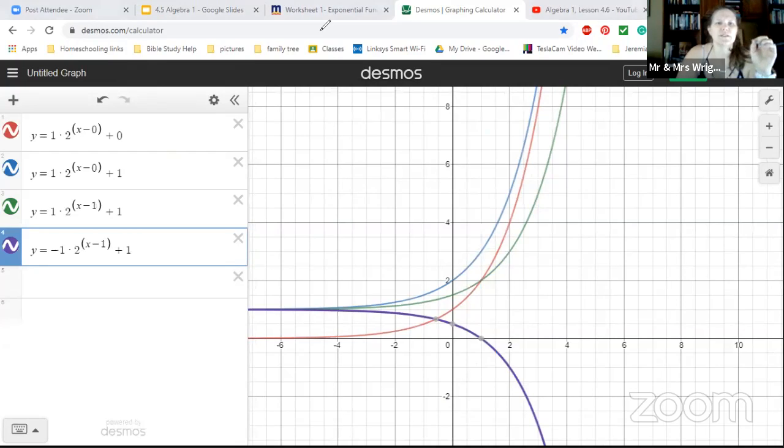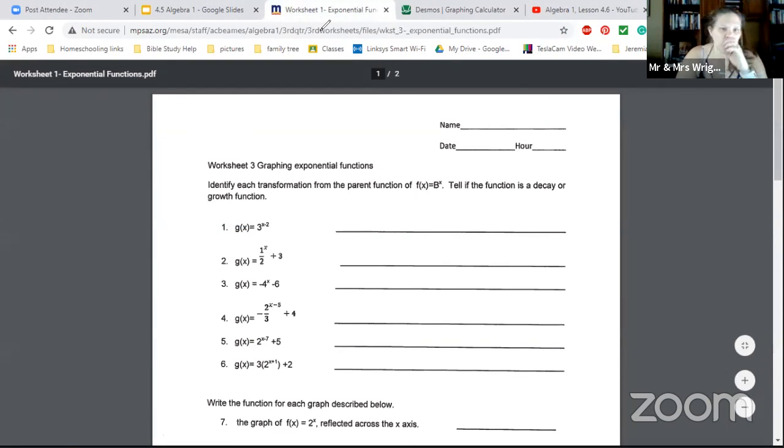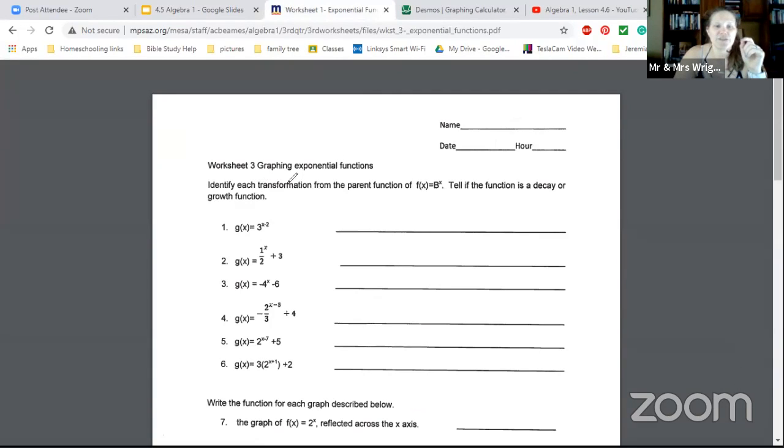All right, so that brings me to a worksheet that I want to go over with you. I want to do it together. We're supposed to identify each transformation of the parent function f of x equals b to the power of x. We need to tell if the function is decay or growth, and we're supposed to identify each transformation. Okay, so let's look at this. G of x is, okay, well, I see that b is a whole number, so this is going to be a growth.